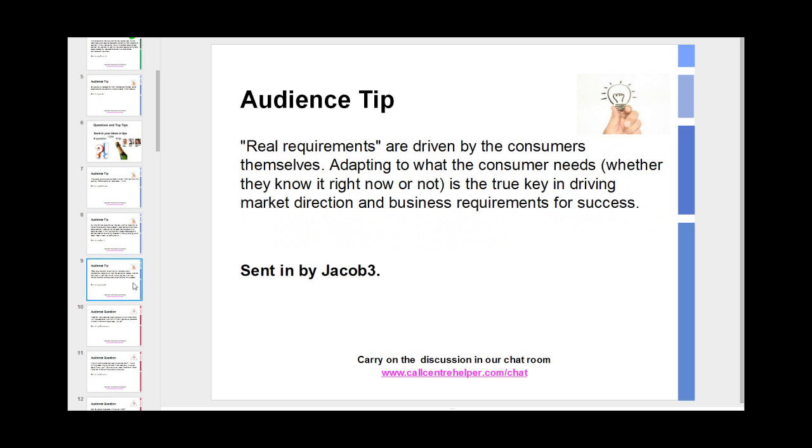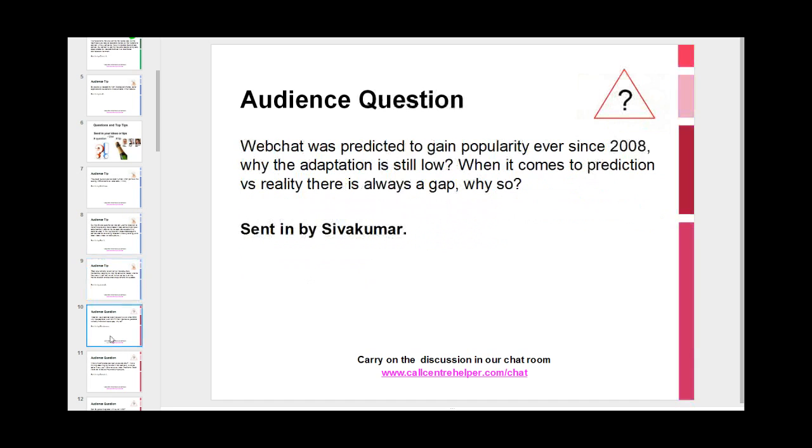Jacob said real requirements are driven by the consumers themselves, adapting to what the consumer needs, whether they know it right now or not, is the true key in driving market direction and business requirements for success. I think that was a response to the comment about how much is it taken off.